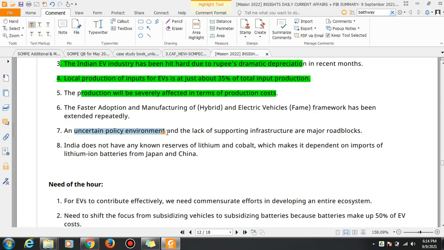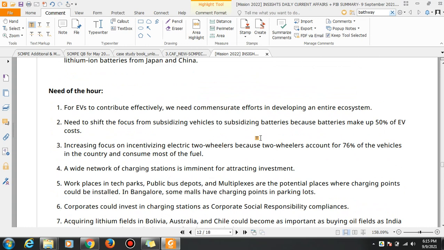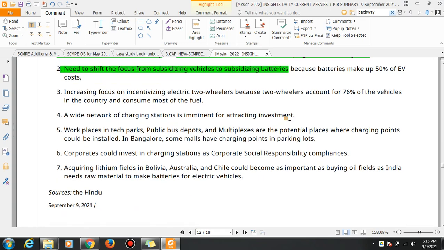Uncertain policy environment and lack of supporting infrastructure are major roadblocks. India does not have known reserves of lithium and cobalt to make batteries like China and Japan. Need for an overhaul: for EVs to contribute effectively, we need common state efforts in developing an entire ecosystem. We need to shift the focus from subsidizing vehicles to subsidizing batteries.